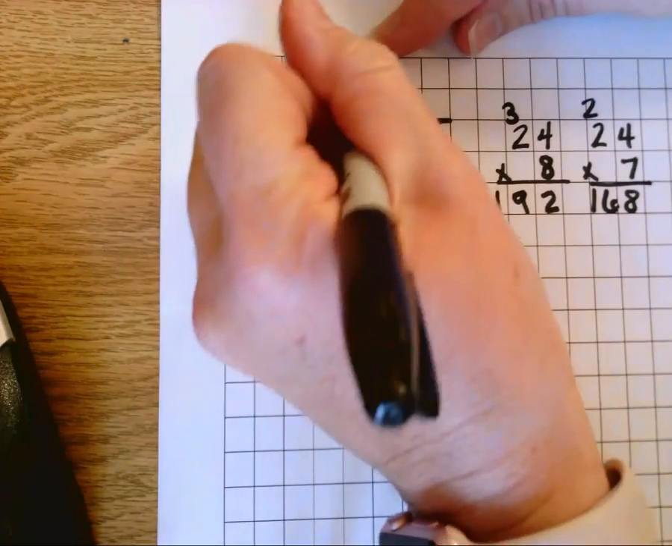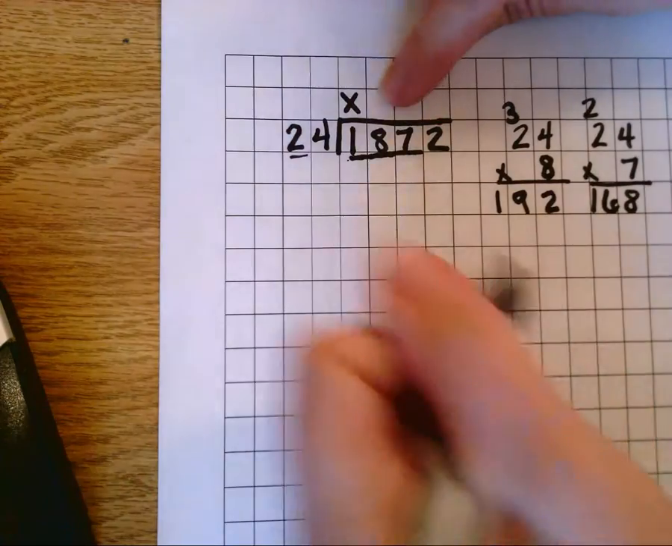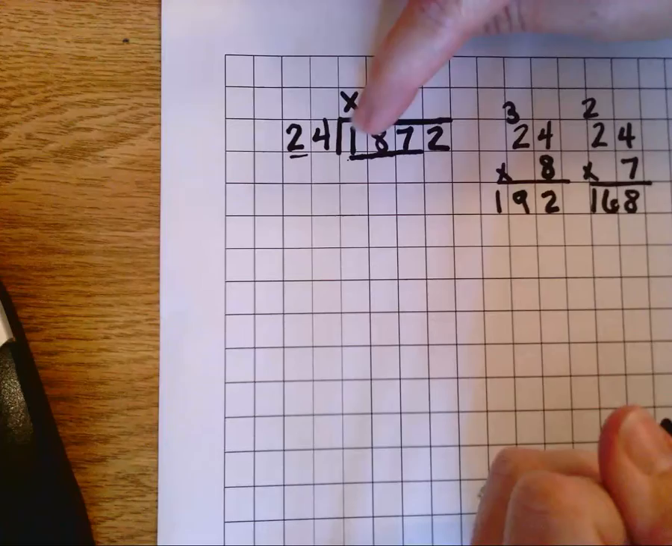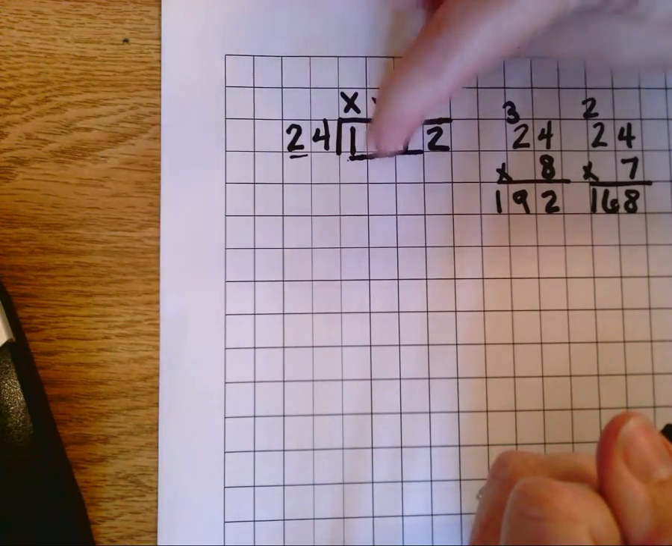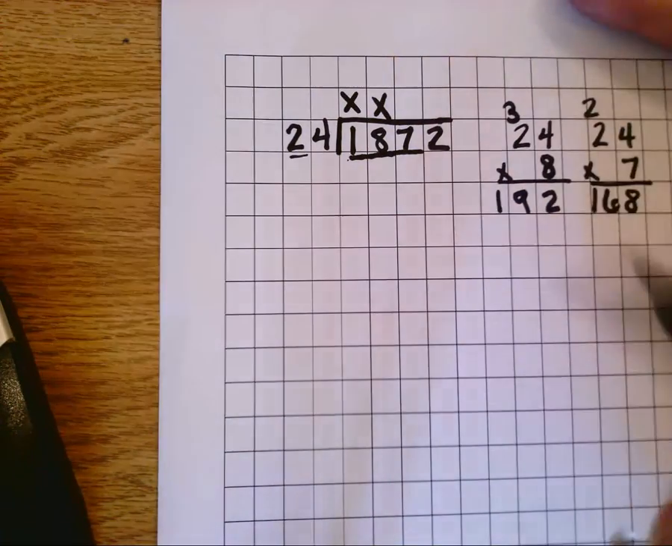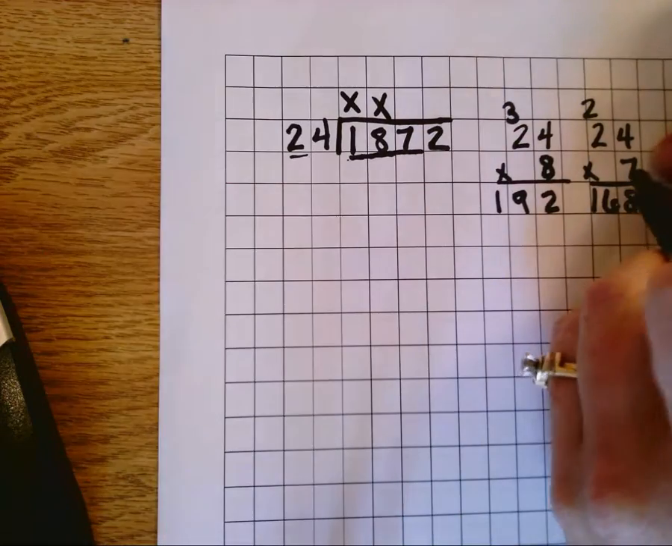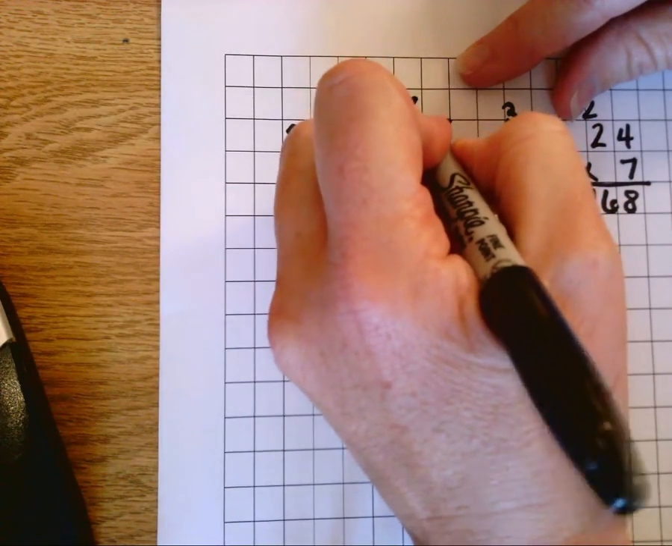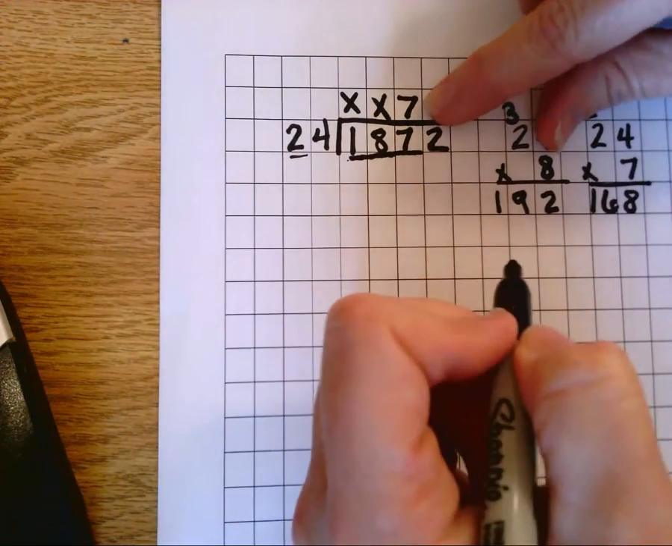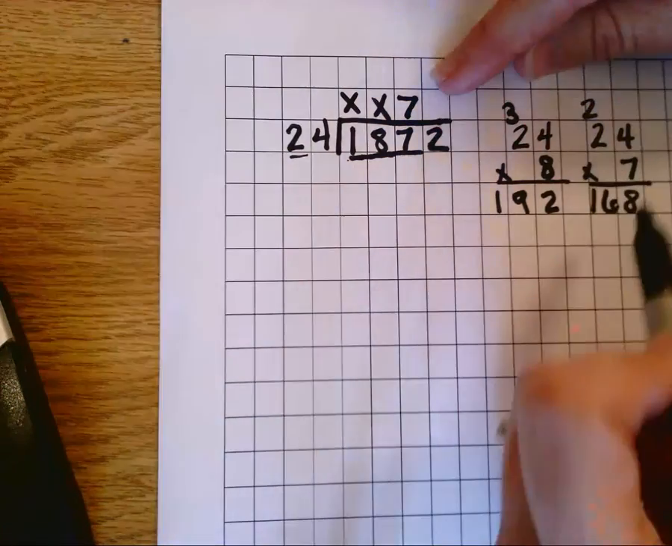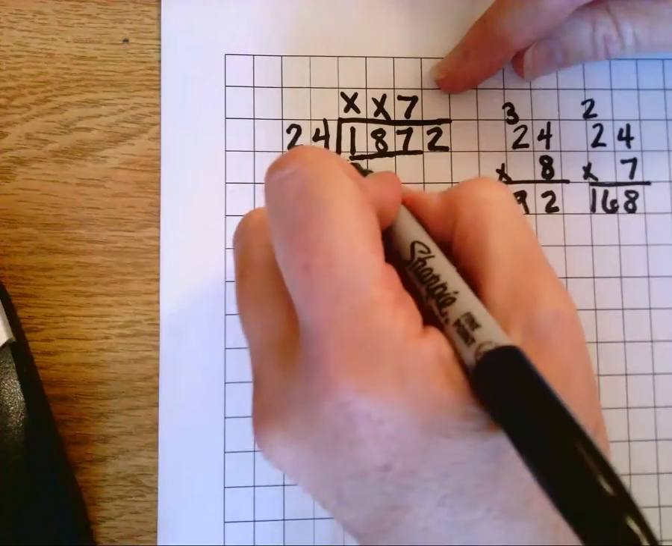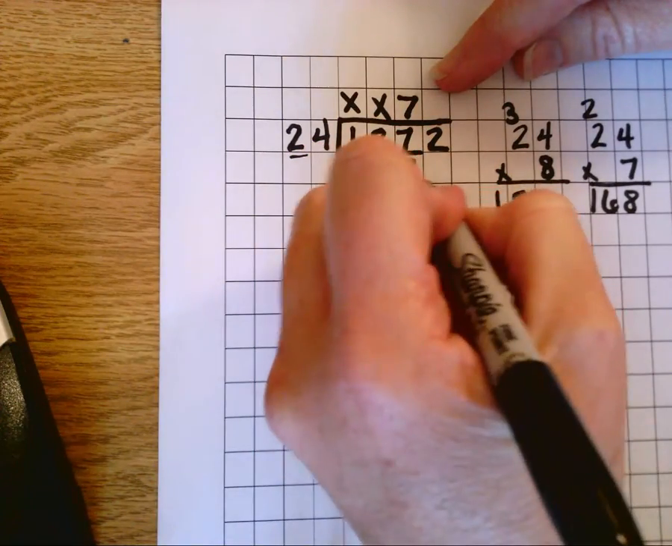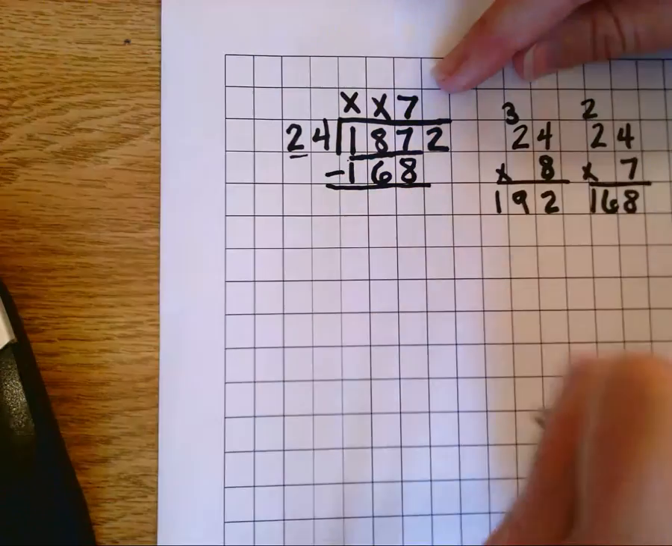We couldn't do 24 into 1, so we put an X. We couldn't do 24 into 18, so we put an X there. But we can do 187 into 187. So we would put our 7 up above the 187, over the 7. So we said 24 times 7 is 168. So you bring 168 down. Then you will subtract.